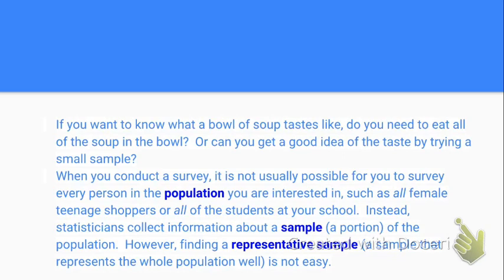Instead, statisticians collect information about a sample, a portion of the population. However, finding a representative sample, a sample that represents the whole population well, isn't easy. Okay, so unlike the soup, in which I can just stick my spoon in and I'm probably going to get a pretty good idea of what the soup tastes like, it's a bit more difficult when you're sampling people.